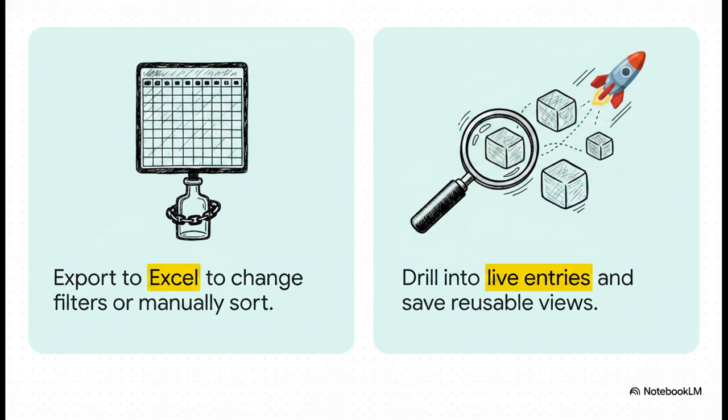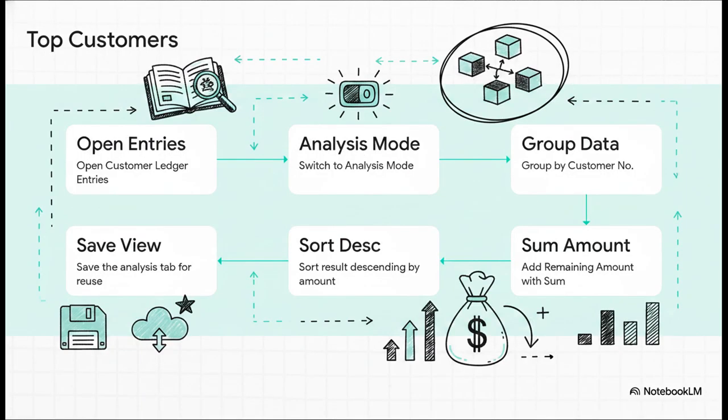Well, the new way, we're ditching Excel entirely. Instead, we are drilling straight into live ledger entries and saving these instantly reusable views. No more data dumps. In building this, it literally takes just a handful of clicks. You start by opening up your customer ledger entries, getting right to that raw data, and you just flip the toggle switch to activate analysis mode.